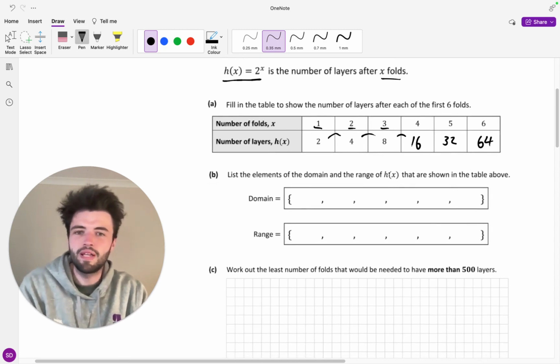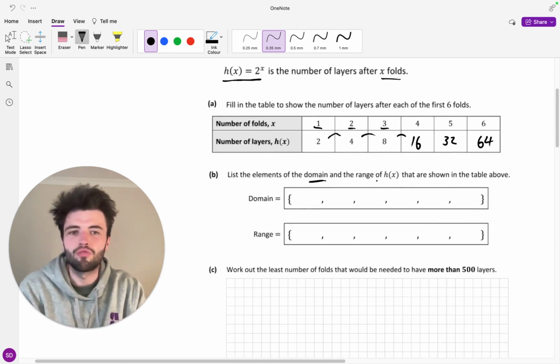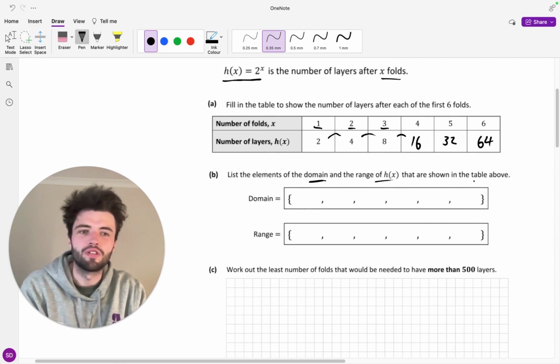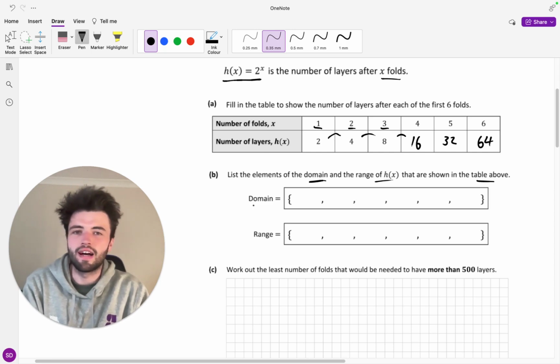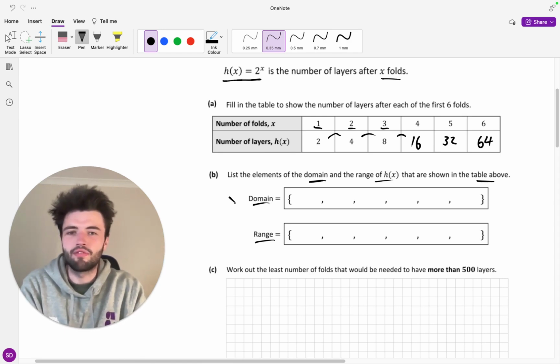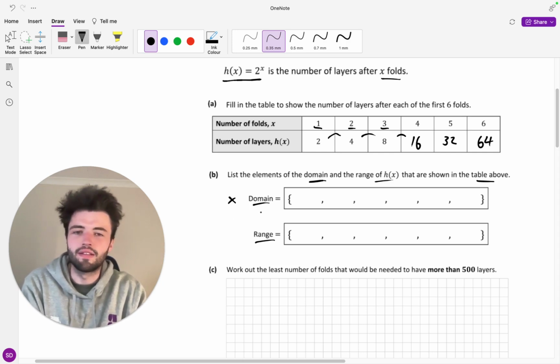And then for part B, we're asked to list the elements of the domain and the range of h of x that are shown in the table above. And so the way I always remember it is that the domain is the place that we can choose x from, and the range is going to be the outputs, or the range of outputs that we get. And so if this helps at all, I'm just going to put x on the kind of left hand side of the domain, and for the range I'm going to put h of x. And so we're asked to list the elements.